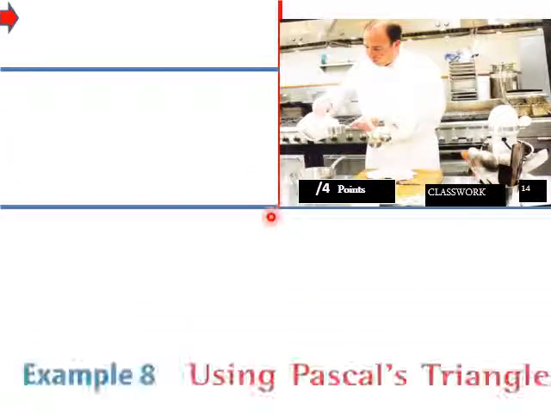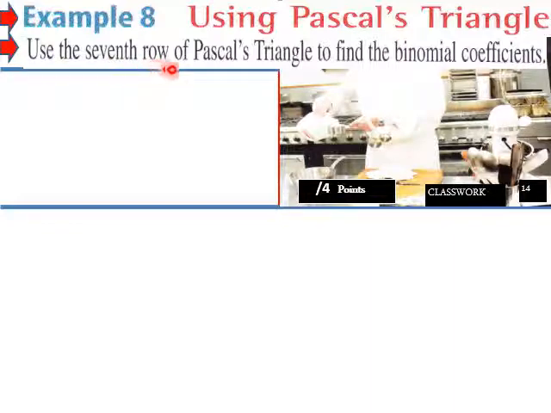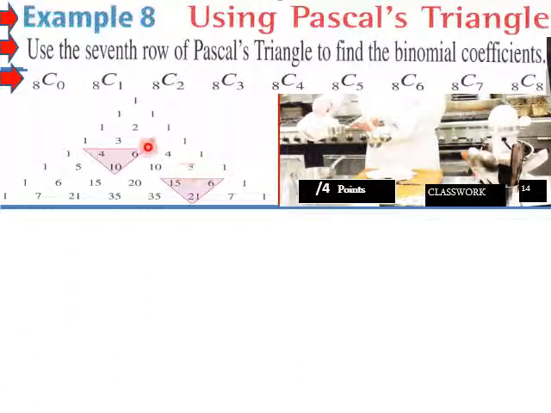So let's try another one. Using Pascal's triangle, use the seventh row of Pascal's triangle to find the binomial coefficients. So here we go. Here is our seventh row here, and we have 8s out here in front, and then this would be your coefficients for your 8th row here.